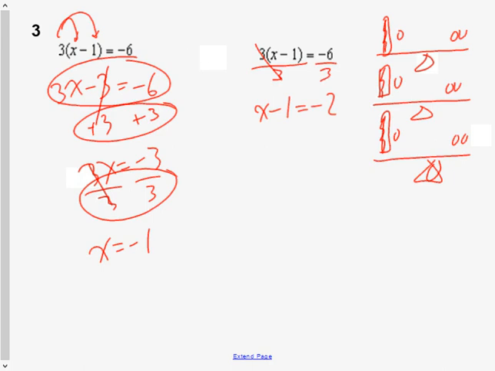So rather than ask myself, what is 3 groups of x minus 1, I ask myself, what is 1 group of x minus 1? And that's going to be negative 2. Then I add 1 to both sides, and x will equal negative 1. It's the same answer I got over here. It's just a little less labor intensive, right? Instead of asking the question, 3 groups of x minus 1 equals negative 6, I really want to break it down into 1 group of x minus 1 equals negative 2. And I do that by dividing both sides by whatever the multiplier is.